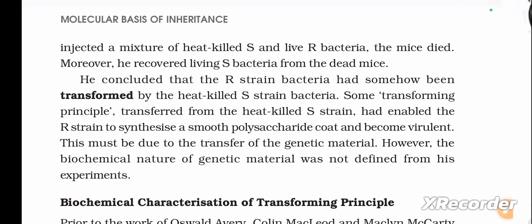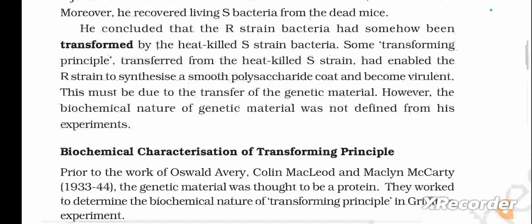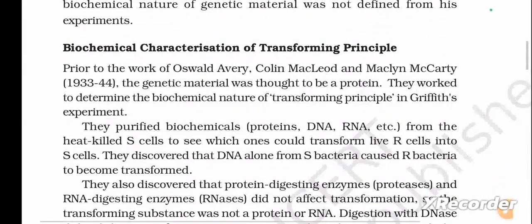Some transforming principle transferred from the heat killed S strain had enabled the R strain to synthesize a smooth polysaccharide coat and become virulent. This must be due to the transfer of the genetic material. However, the biochemical nature of genetic material was not defined from his experiments.